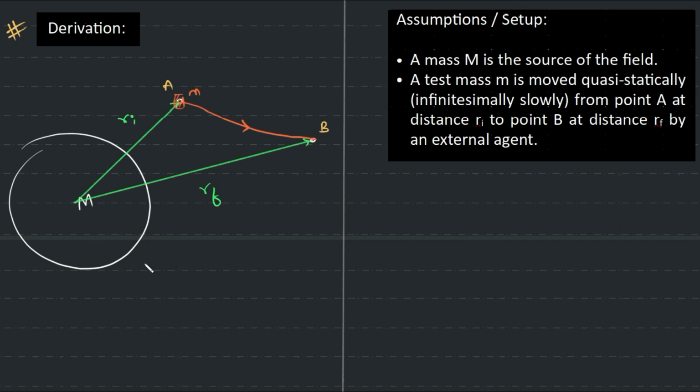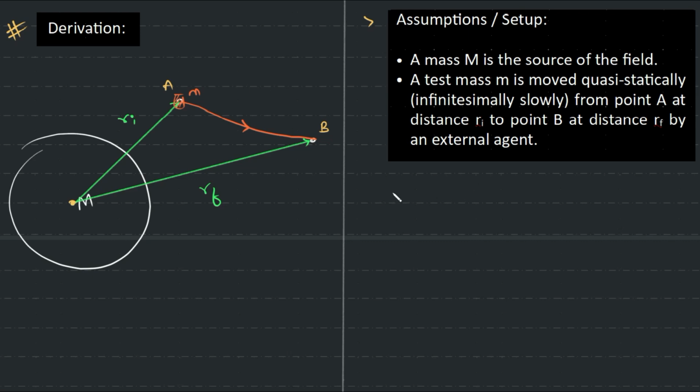Okay, so the derivation starts in this way. Our agenda is to move an object of mass m from point A to point B and figure out the work to do that. The setup is that the mass M is the source of the field. The test mass m is moved quasi-statically, that is infinitesimally slow, from point A at a distance of Ri to point B at a distance of Rf by an external agent. So this is our background.